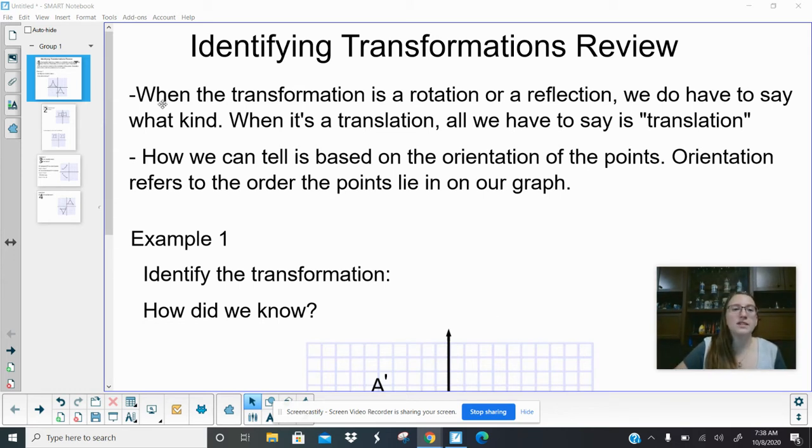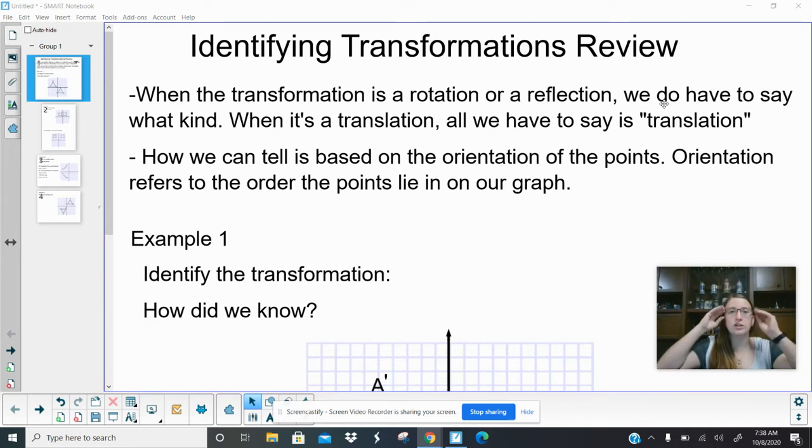So in the test, when the transformation is a rotation or reflection, you do have to say what kind. So if it's a 90-degree clockwise, if it's a 90-degree counterclockwise, if it's 180, if it's a 270, keep in mind that, again, a 90-degree clockwise rotation is also a 270-degree counterclockwise. So it's possible it's one of those answers. You might have one or the other, but it's the same rotation.